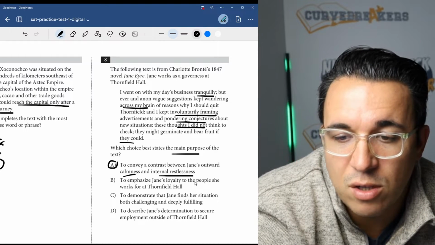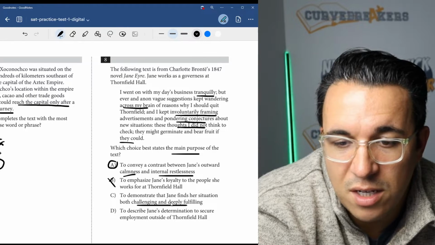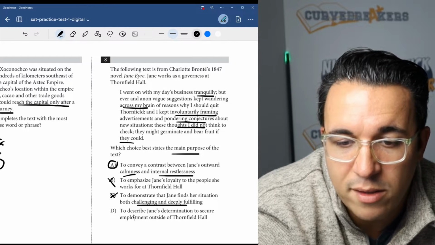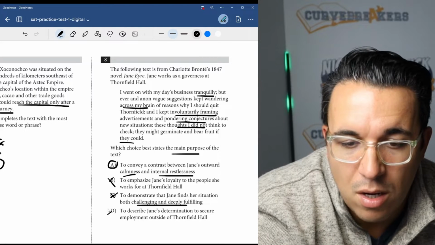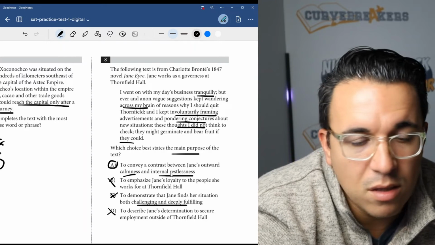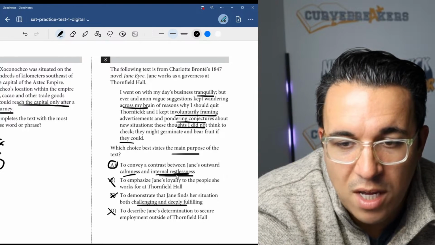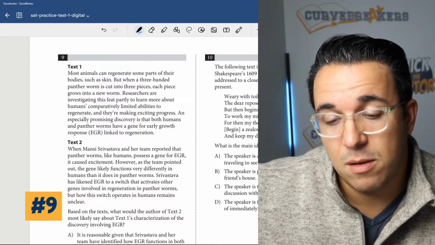To emphasize Jane's loyalty, no. To demonstrate that Jane finds her situation both challenging and deeply fulfilling, no, right? These are about her thoughts. To describe Jane's determination to secure employment outside, no, right? So this is definitely the best answer. I could have done with a different wording here, but that's totally fine. The answer is A. All right, number 9. This is a big one, right?